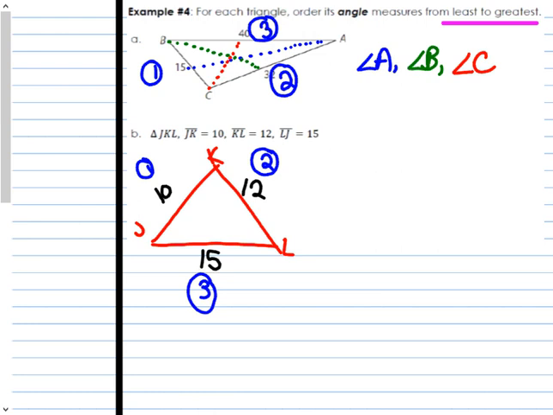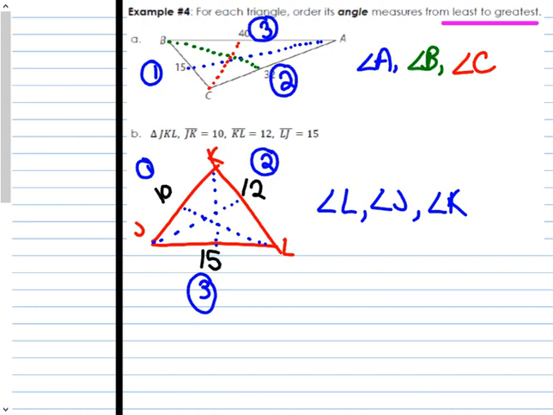So the side JK is opposite angle L. So again, the smallest side was JK, which means the angle across from it is the smallest angle. My second smallest side is KL, and so the angle across from it is angle J. And then my largest side is side JL, and so the angle across from that is angle K.